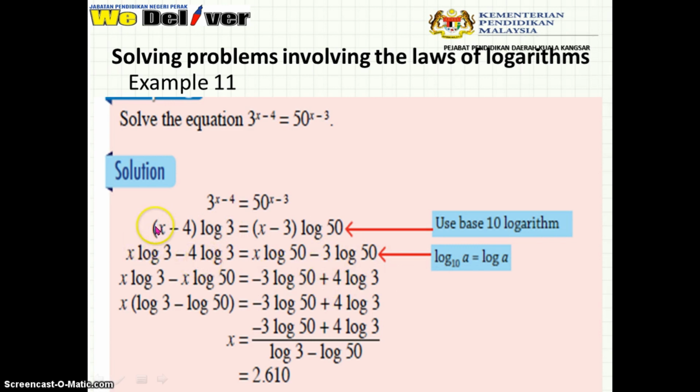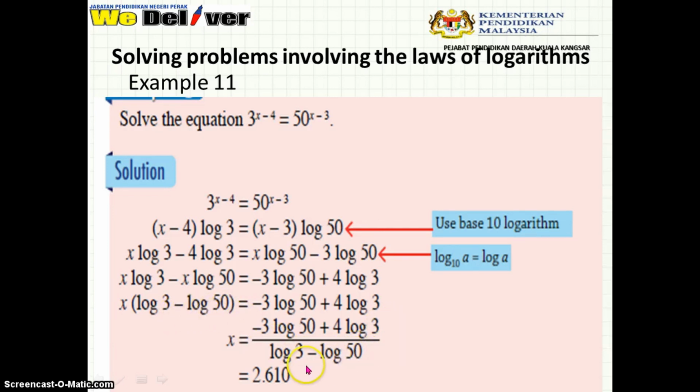Okay, so we multiply: x log 3 minus 4 log 3, x log 50 minus 3 log 50. Then we group the x log terms together, and the numbers together. So x log 3 minus x log 50 equals 4 log 3 minus 3 log 50. Then we take out the factor x, we have x (log 3 minus log 50). On the right hand side, we just copy. Then shift the (log 3 minus log 50) to the right hand side.